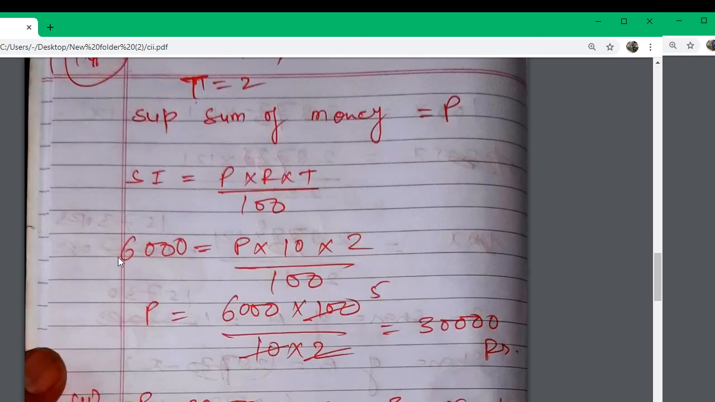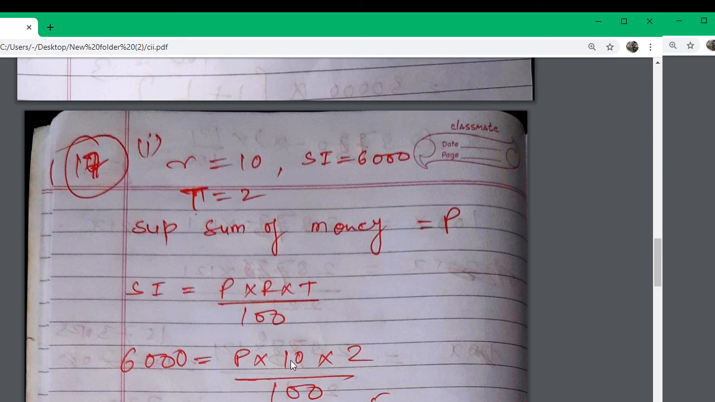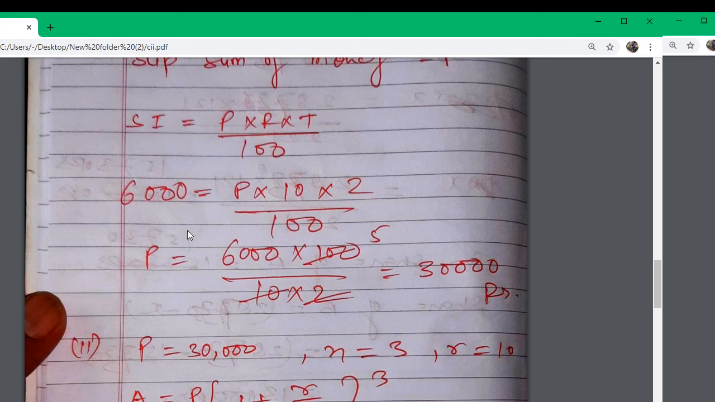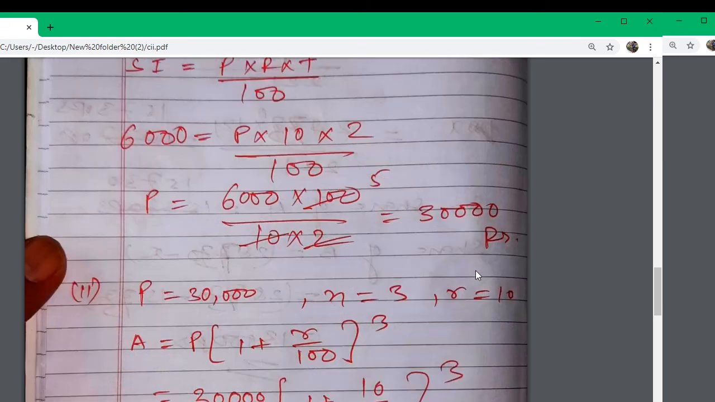So I have put all the values. The value of SI was 6,000, so I have put 6,000. The value of R is 10, so I have put R. Time is 2, so here is 2 upon 100. Solve all the things, and you will get the value of P is equal to 30,000. In the second part, it is asking for the amount due at the end of 3 years at the same rate of interest compounded.